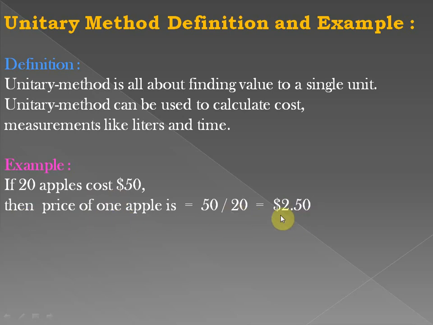We get $2.5 for each apple. So if you need to find the value of 750 apples, you just multiply by this single unit value, the single apple value. Again, I am revising: if 20 apples cost $50, you just divide the total value by the number of units, and you get a single unit value. This is the single apple value, which is $2.5. If you need 830 apples, you just multiply by 830.